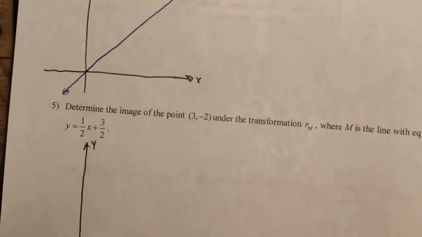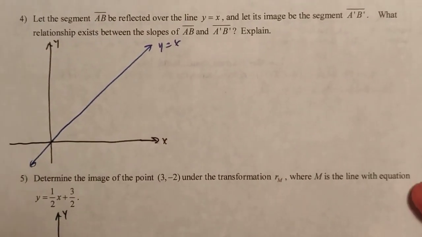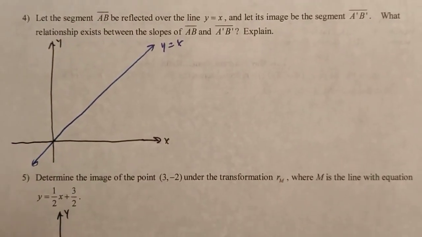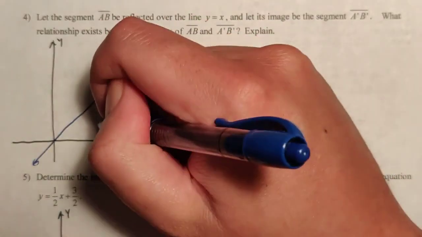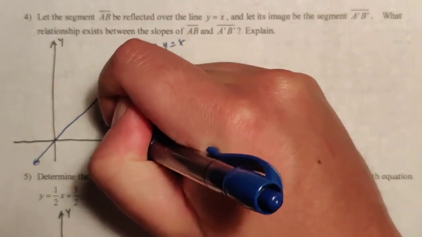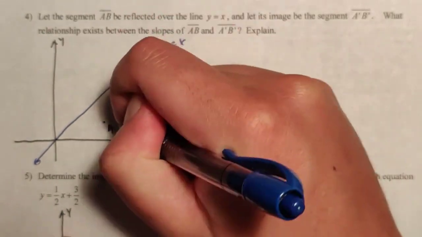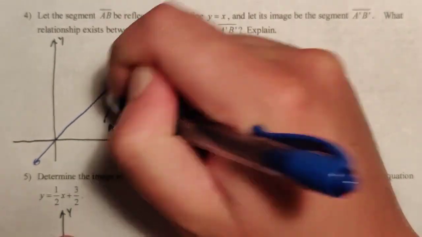Now, let's look at number 4. So number 4 here, we have a segment reflected over line y equals x, and we're going to let this image be A prime, B prime. What relationship exists between the slopes? Okay, so let's go ahead here. So here's A, and here's B. We're just going to sketch these out like that.